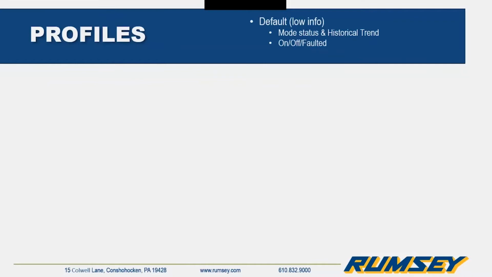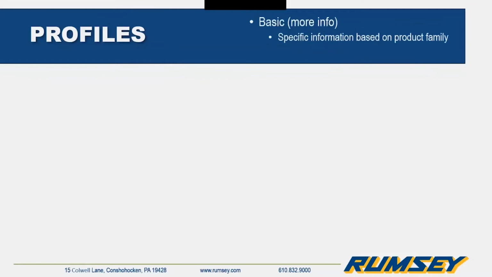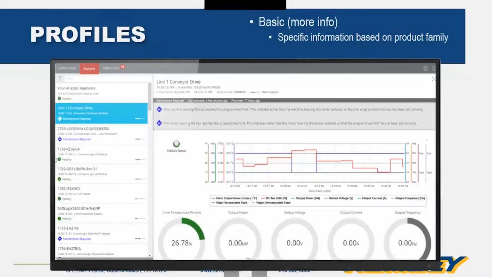The first is a default profile. And all Ethernet IP devices, even third-party devices, have at least the default profile, which includes a simple mode status, is it on, off, or faulted, and a historical trend of it. And then there's a basic profile, which is really anything but basic. It has more information that's specific to that device. And we'll take a look at that here now.